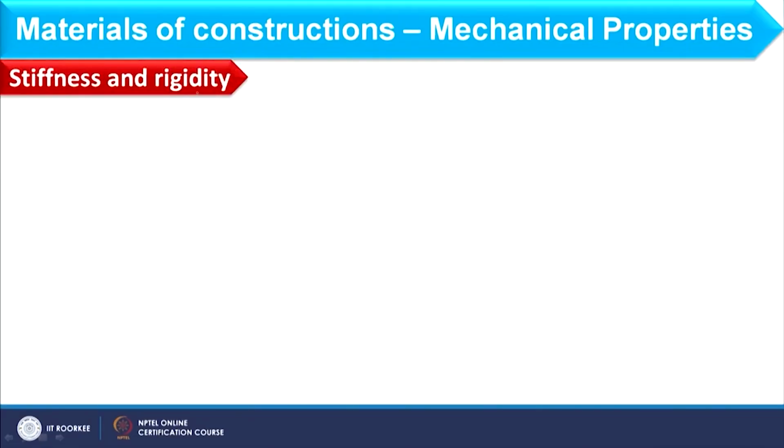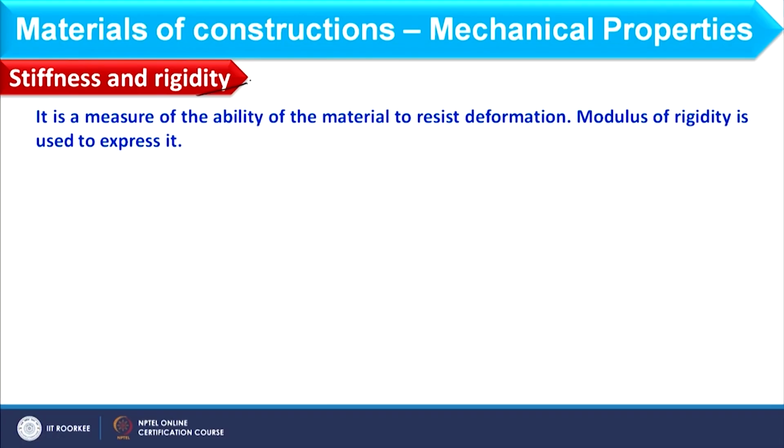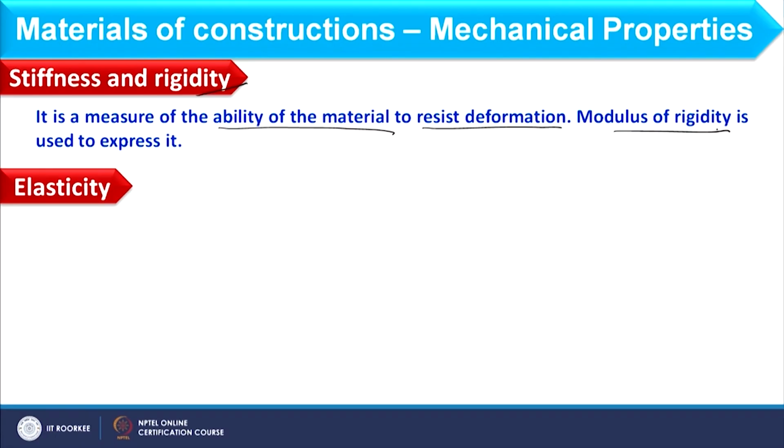Second property is stiffness and rigidity. It is a measure of the ability of the material to resist deformation, and modulus of rigidity is used to express this property. And next I am having elasticity.